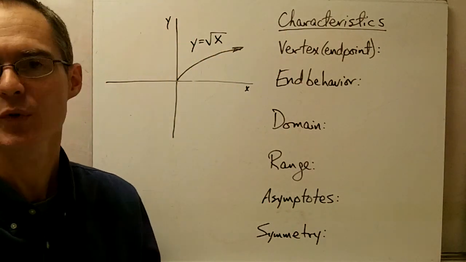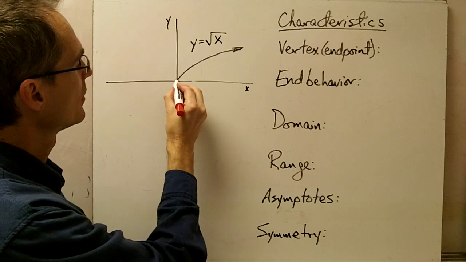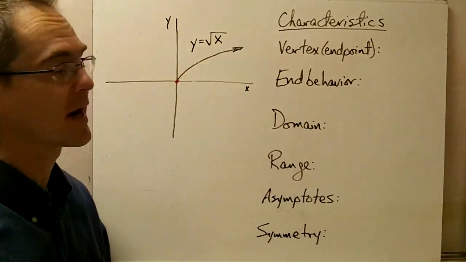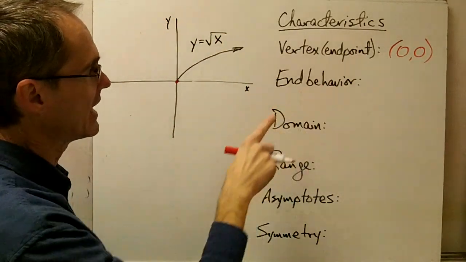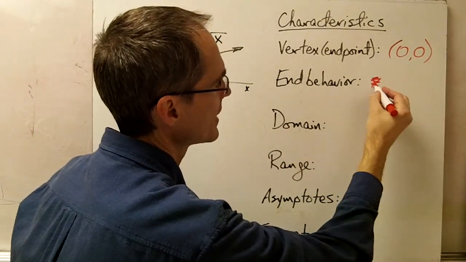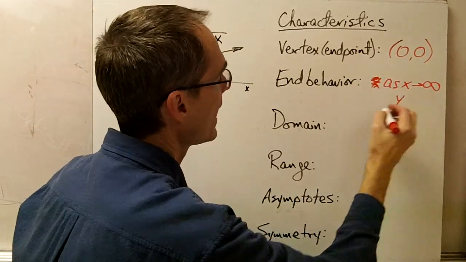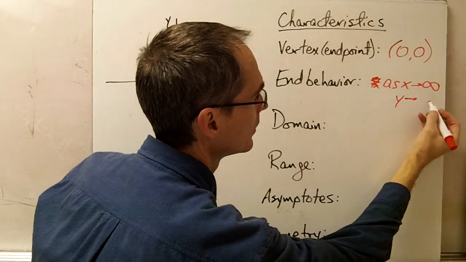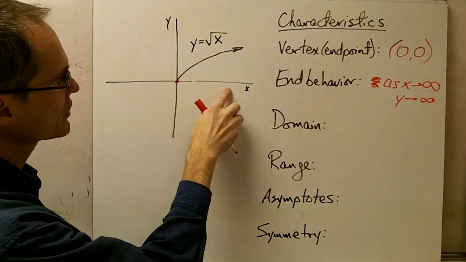Now, let's talk some about the characteristics of this particular function, this particular graph. Its vertex, or if you prefer, its endpoint, is this point right here. I guess it would be the vertex if we had the top and the bottom parts of that graph. So that's just the point (0, 0), the origin. The end behavior: as x gets larger and larger, as x approaches infinity, it turns out y also gets larger and larger. So y approaches infinity.